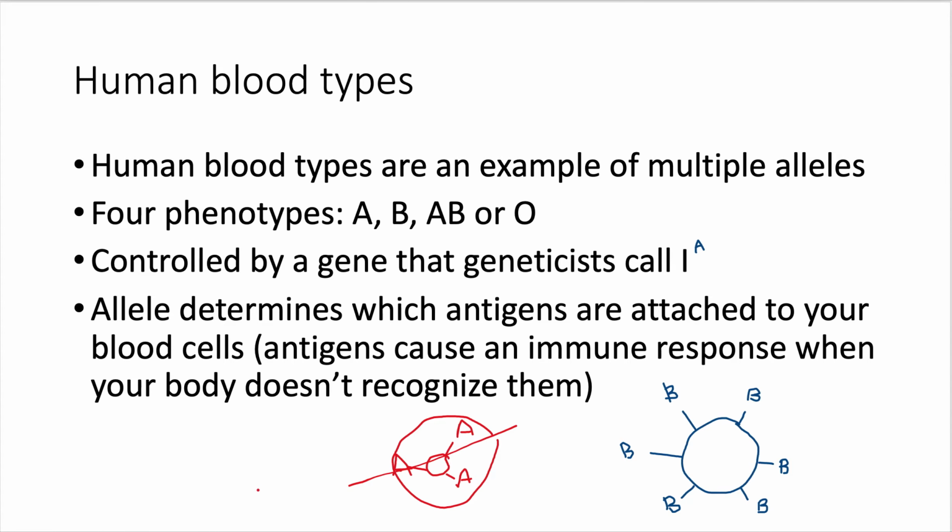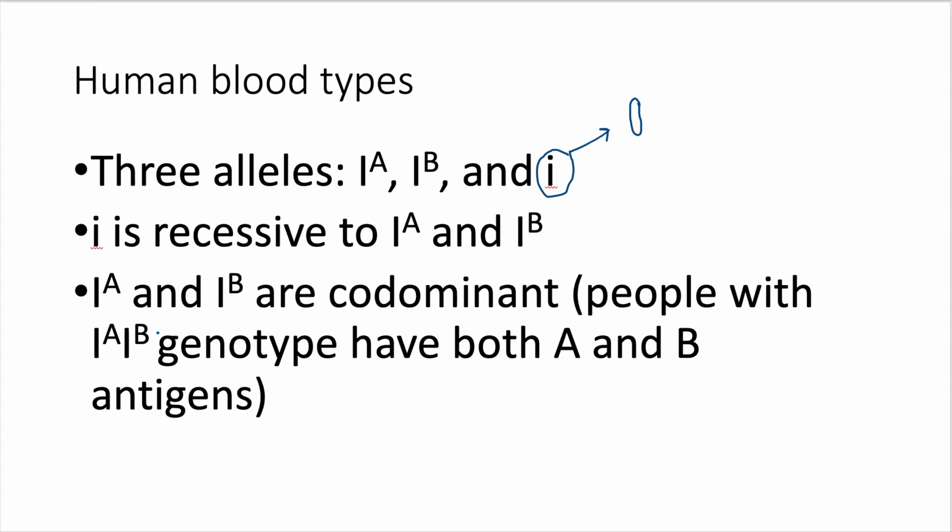So there's 3 alleles. There's capital I with an A for type A, there's capital I with a B for type B, and there's a little i. And little i is for type O. And little i is recessive to big I^A and big I^B. A and B are codominant to each other. So if you have one A, one B allele, you have both A and B antigens in your type AB.